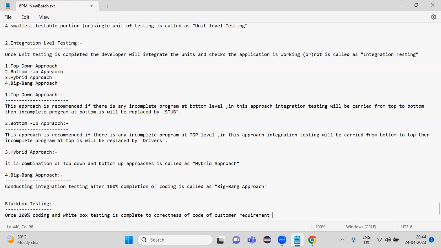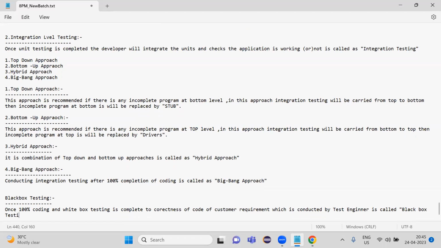Who will conduct this? The test engineer conducts it, and it is called black box testing. Here, what are the different types of testing we are going to conduct?